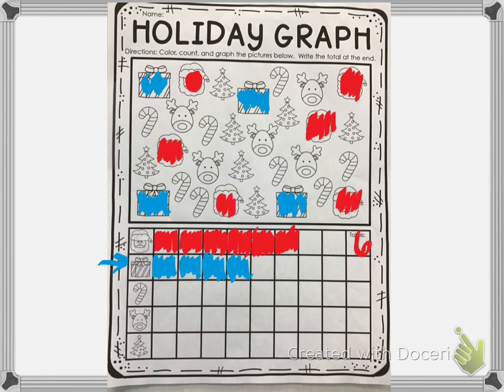How many is that? Now let me double check. 1, 2, 3, 4. 1, 2, 3, 4 in the graph. So I'm going to write 4 there. Let me erase that.